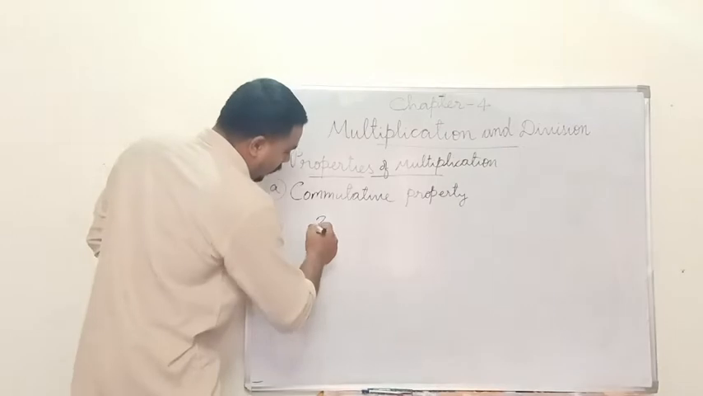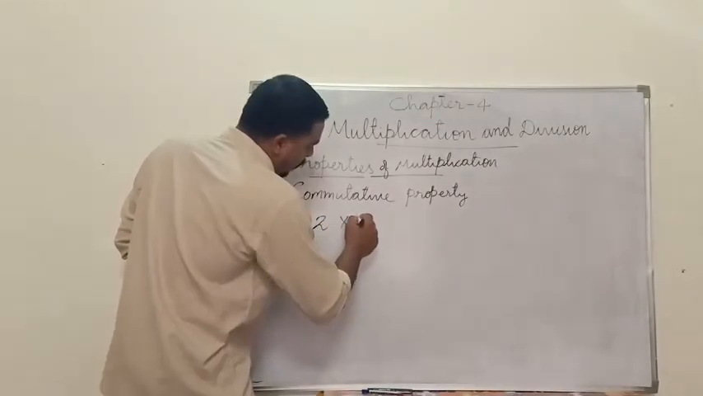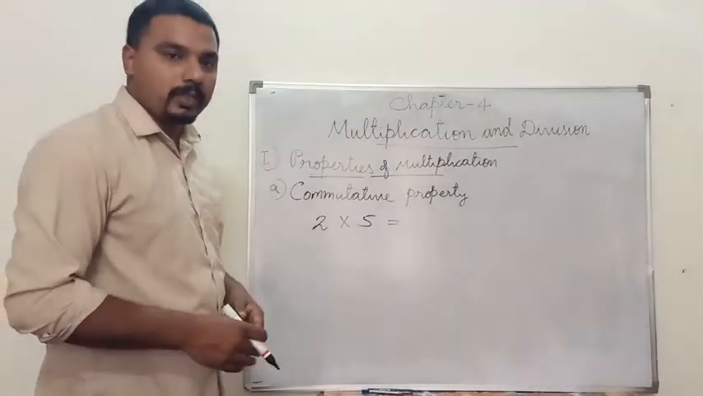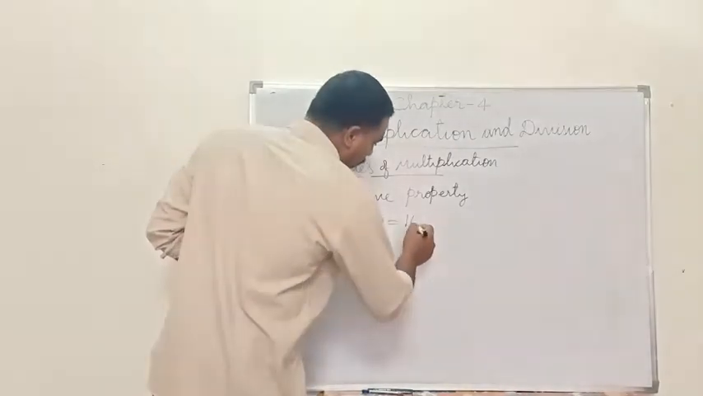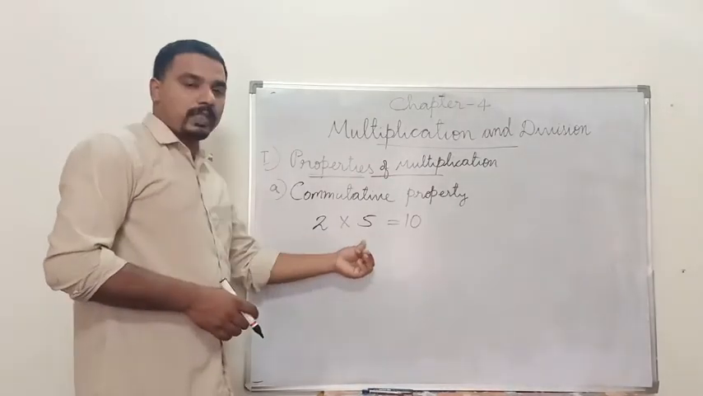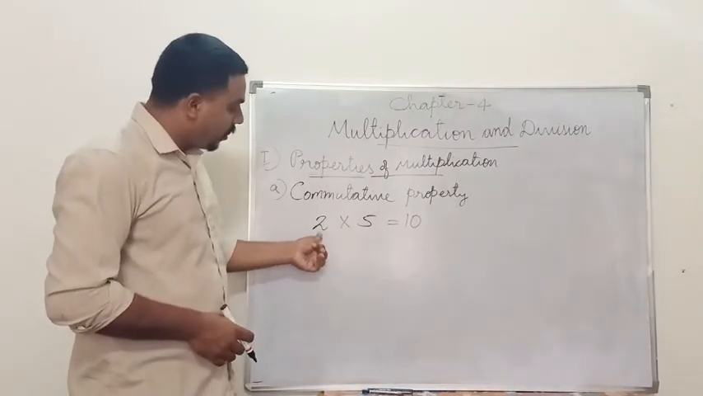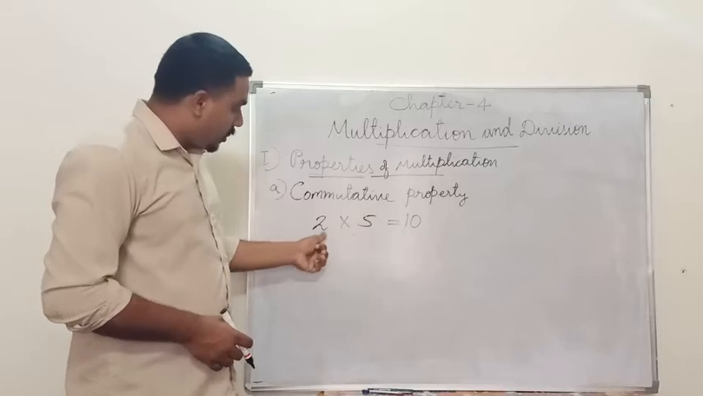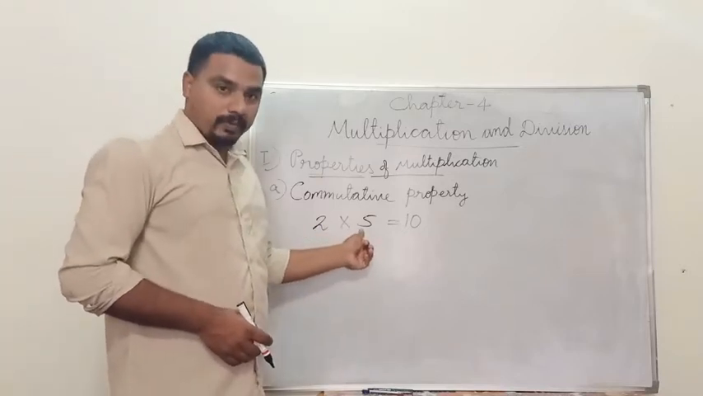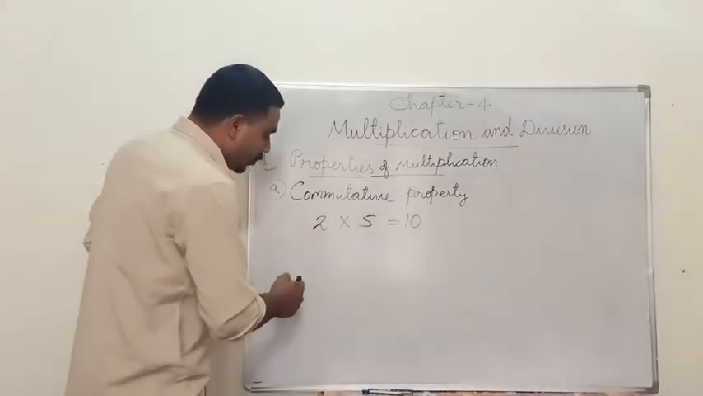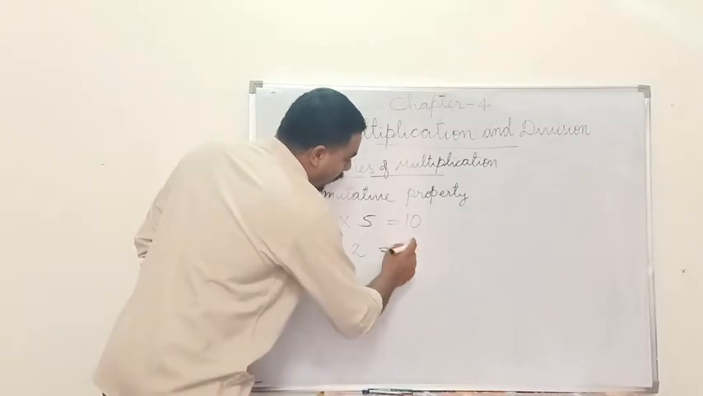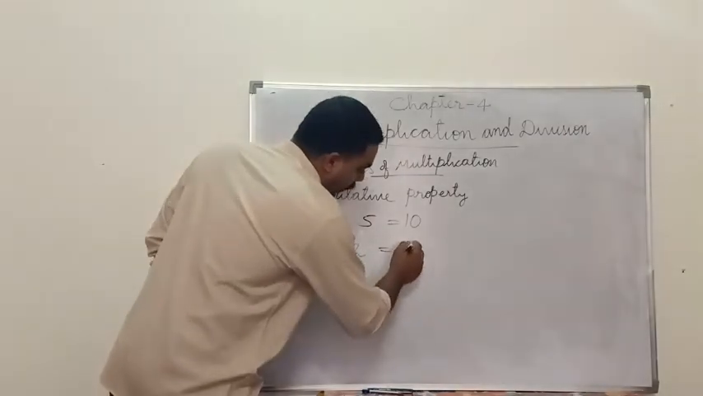See, 2 into 5 is equal to how much? 10. 2 5s are 10. Okay. So now I am going to change the order of this number. First I have written here 2 as multiplicand and 5 as multiplier. Now I am going to change the order of the number. 5 into 2. What is the product we have got? We have got 10 only.